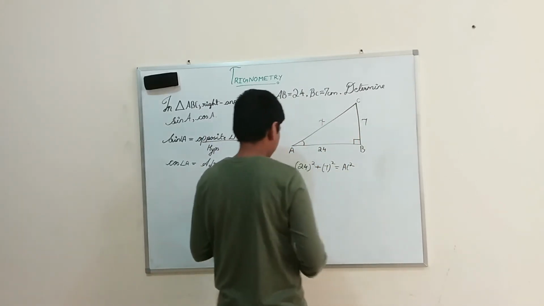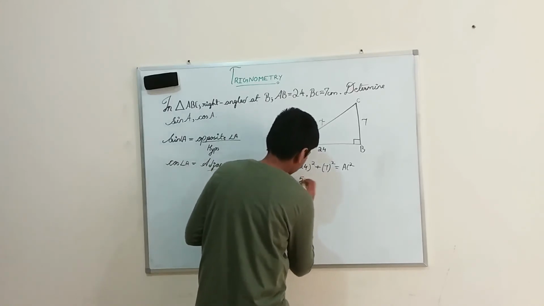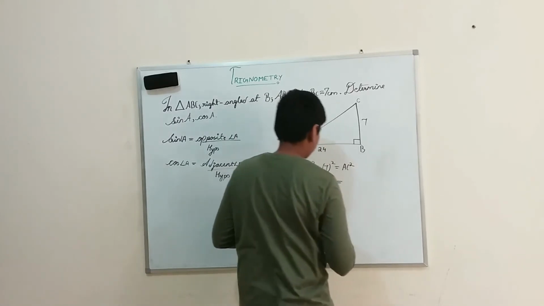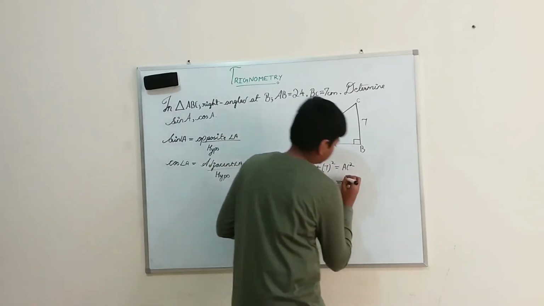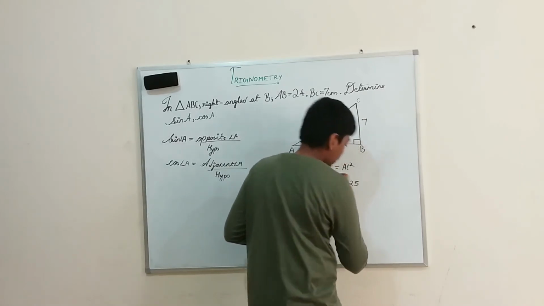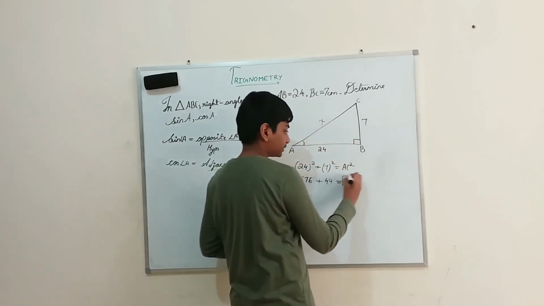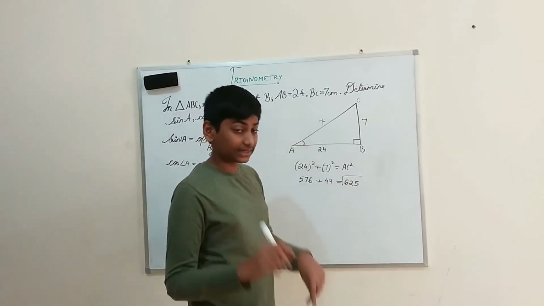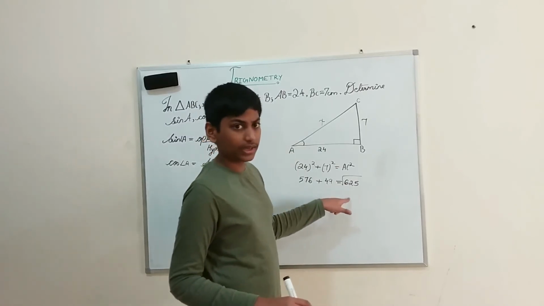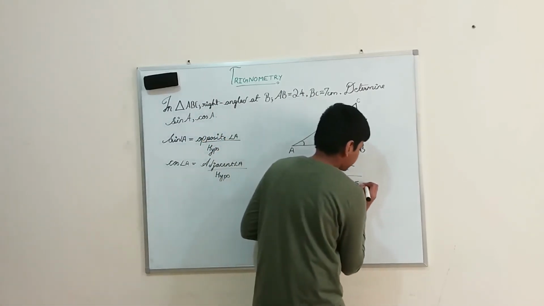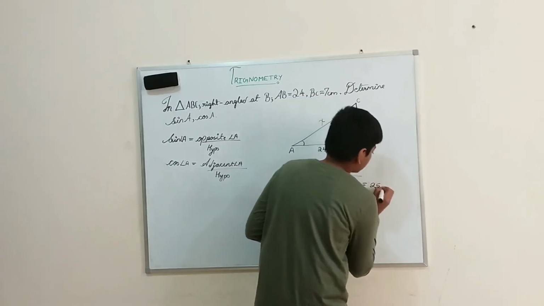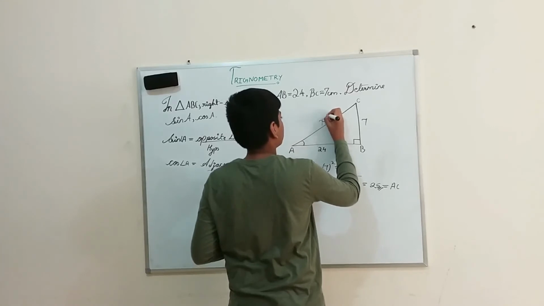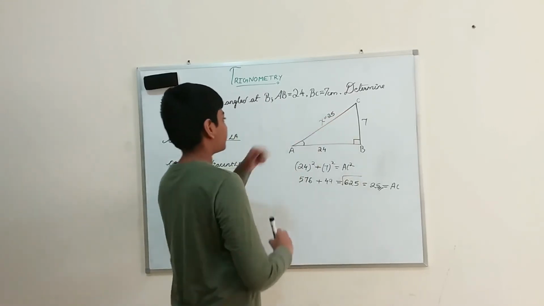So 24 square is nothing but 576, plus 49 gives us 625. Okay, so root of 625 is equal to AC. We don't need AC square, we need AC, so to find AC I need to take the square root of this. Root of 625 is nothing but 25. So AC is equal to 25, so this x is equal to 25. Now we got our hypotenuse.